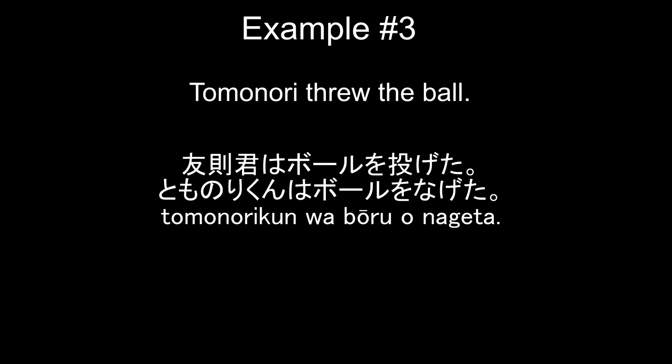Example 3. Tomonori threw the ball. 友則くんはボールを投げた。 For this last example, I'm not going to highlight anything. I want you to tell me in the comments where you think the subject, object, and verb in each sentence goes. Let me know what you think and how you came to that conclusion.